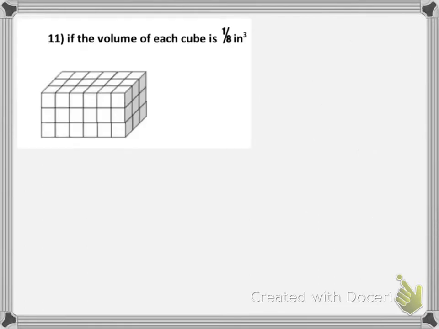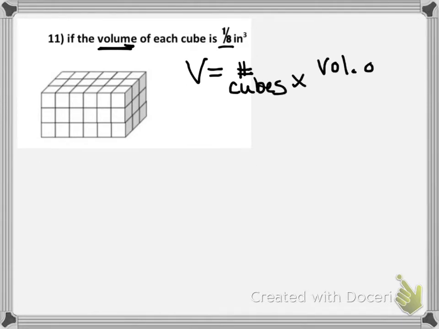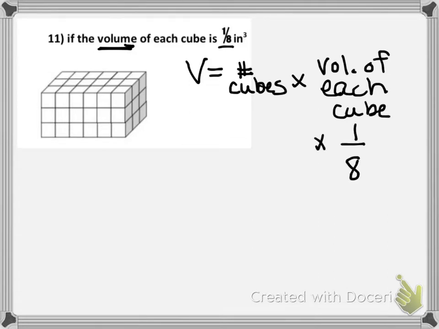All right, our next one. Again, we want to find the volume here. In this case, the volume of each cube is 1/8, not the side length, the volume. So to solve this kind of problem, to find the volume, we're going to find the number of cubes that make up the whole rectangular prism, and we're going to multiply that by the volume of each cube. We know the volume of each cube is 1/8 inches cubed. Now we just have to find the number of cubes.